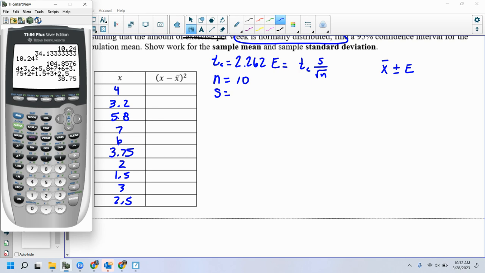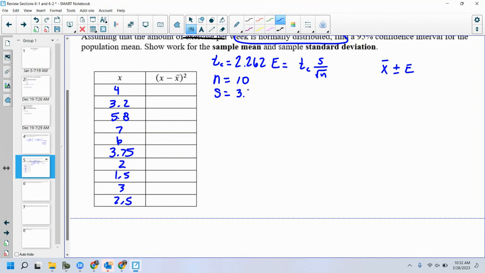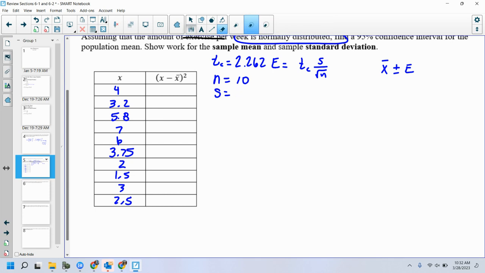Is that what you guys got? Check me as we go, because, you know, I'm not a robot. I don't normally make a ton of mistakes, but I do make mistakes. 3.875. Oh, that's not S, excuse me. That's x bar. That's x bar.